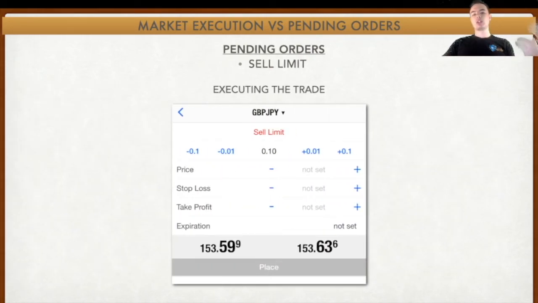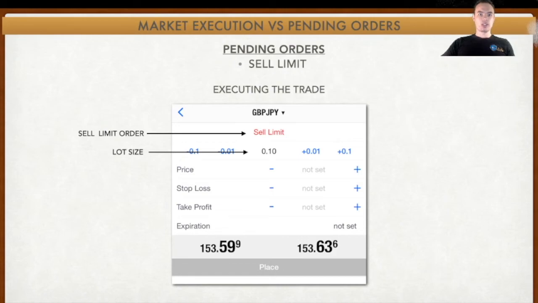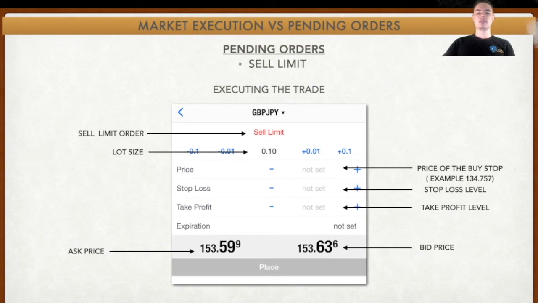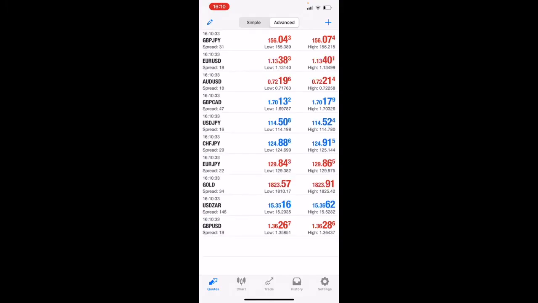Remember, it's not a buy limit, it's a sell limit, so you need to enter a sell limit over there, not market execution or anything else. You enter your lot size, that's the price that you want to enter at. Stop loss, take profit. Again, ask price, bid price, and then you place the sell. Next will be a sell limit example. So I'm going to take GBP USD for the example.